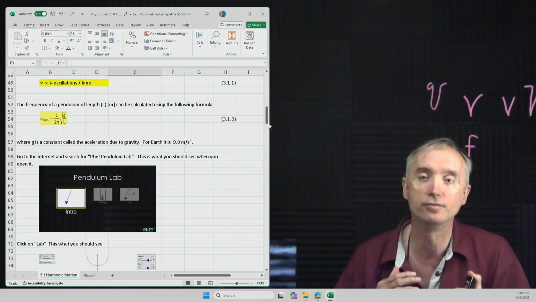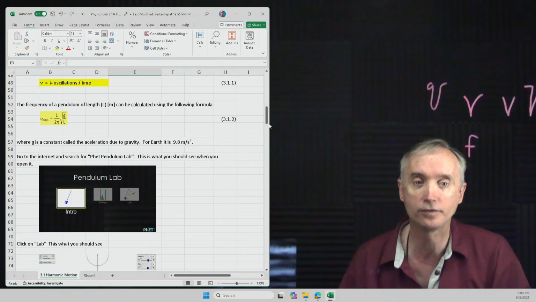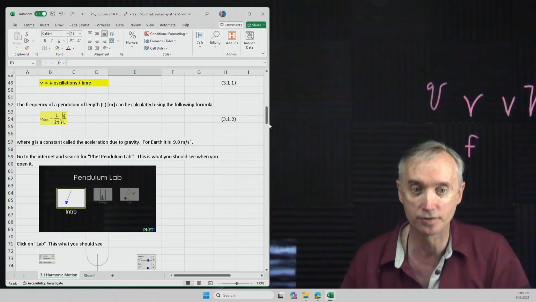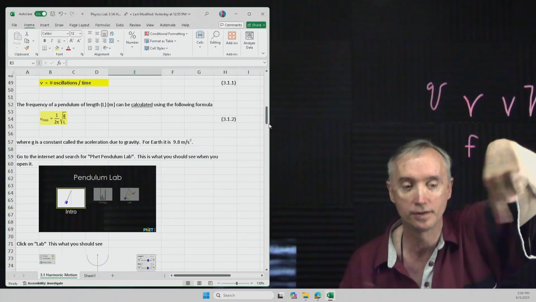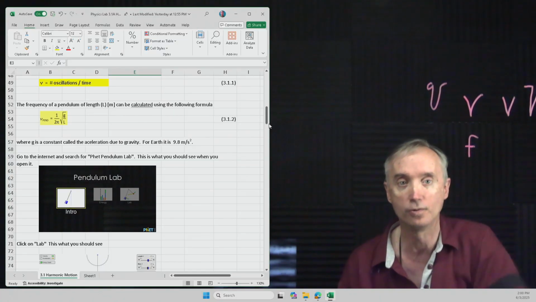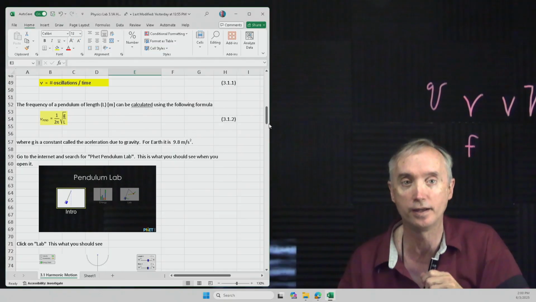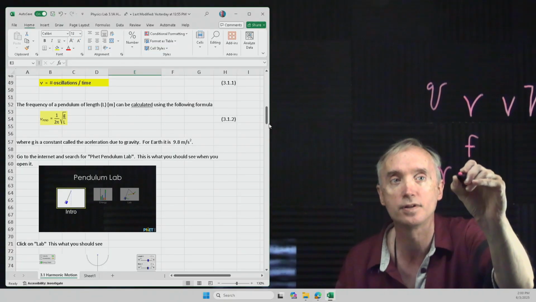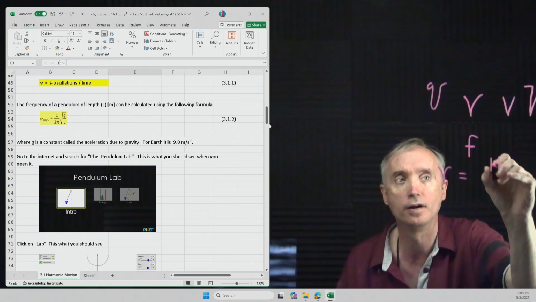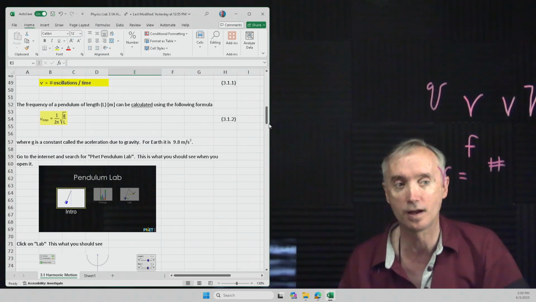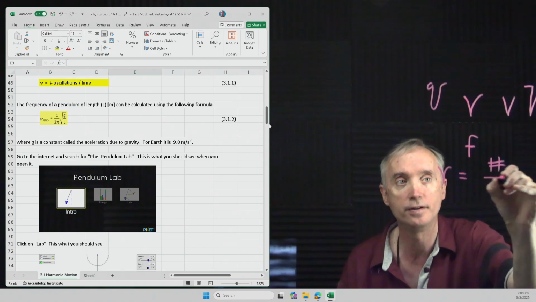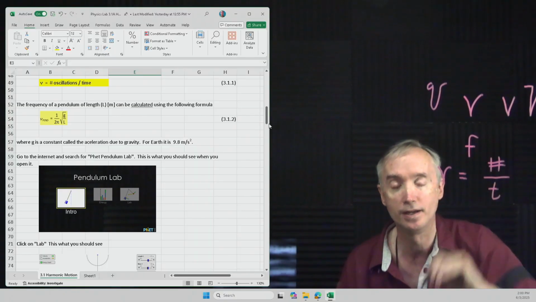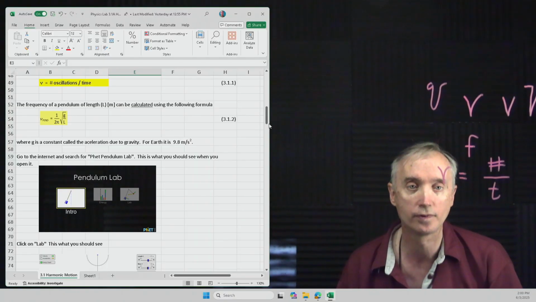Frequency is how often something happens. So if you've got a pendulum that's going back and forth, the way that you calculate the frequency is the number of times that something oscillates divided by the amount of time it takes to do it in.